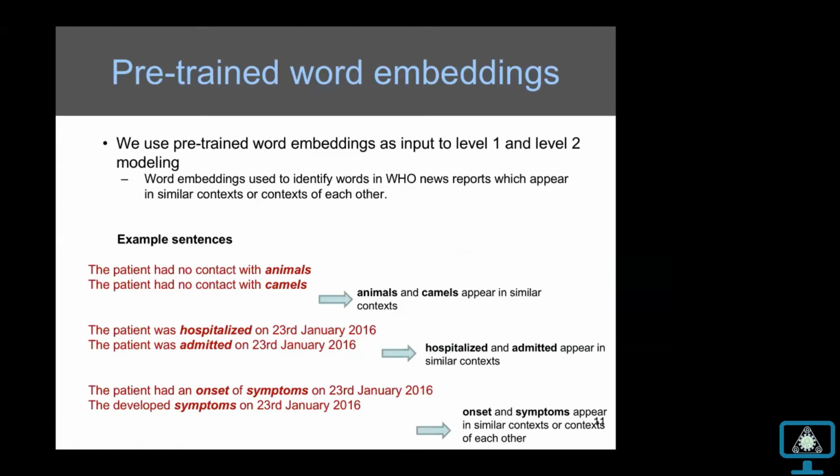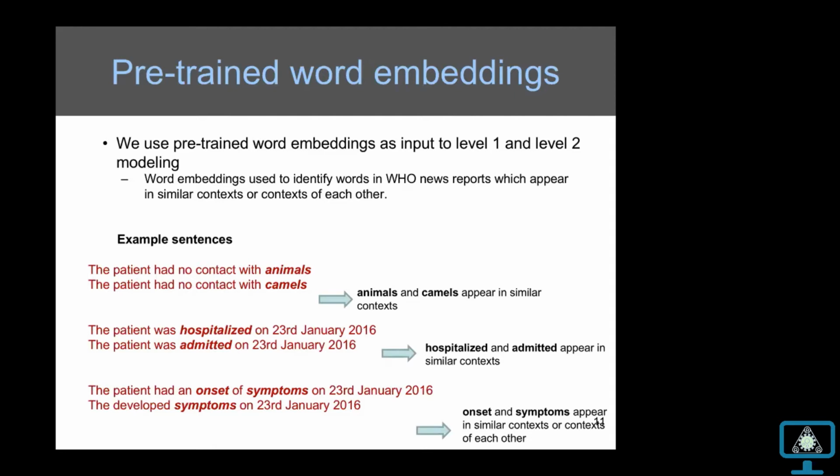So here are examples of sentences where you can see that similar words tend to appear in similar contexts. So the patient had no contact with animals. Instead of, you might hear the patient had no contact with camels. And that will tell you that people tend to use these two in similar contexts, at least for the purpose of these disease incidence reports, right? But maybe not in a different context. Animals and camels are too far apart in some other context. Similarly, a patient was hospitalized or a patient was admitted. That will give you similar context.